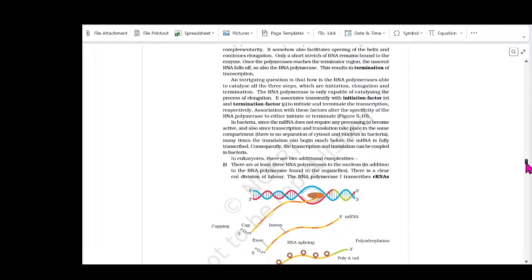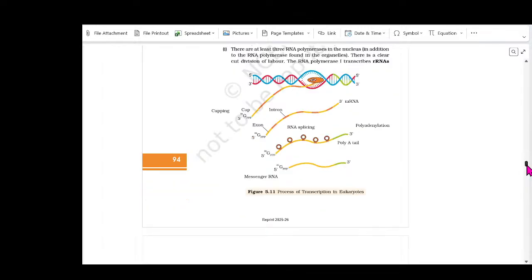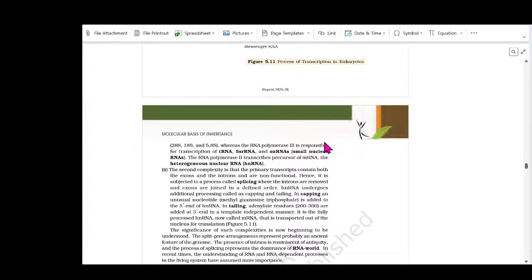In eukaryotes, there are two additional complexities. There are at least 3 RNA polymerases in the nucleus in addition to the RNA polymerase found in the organelles. There is a clear-cut division of labor. RNA polymerase I transcribes ribosomal RNA, whereas RNA polymerase III is responsible for the transcription of transfer RNA, 5S ribosomal RNA and small nuclear RNA. RNA polymerase II transcribes the precursor of messenger RNA, the heterogeneous nuclear RNA.